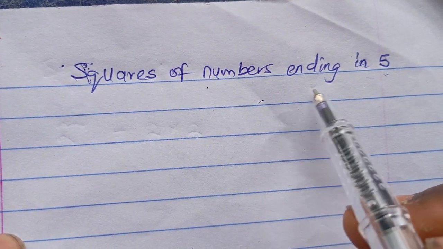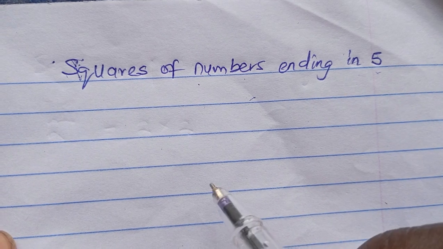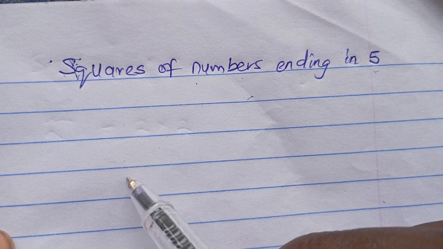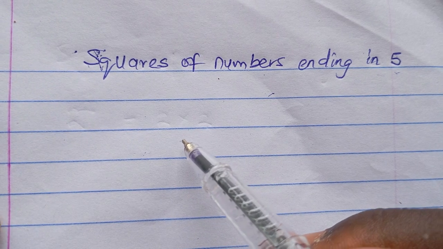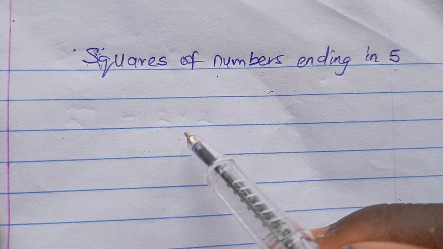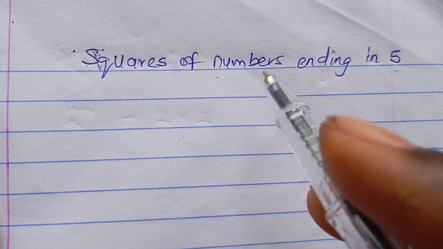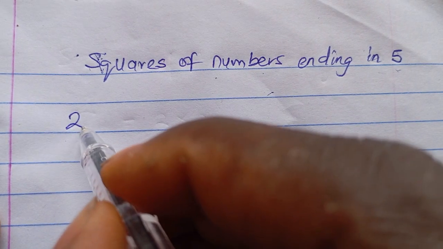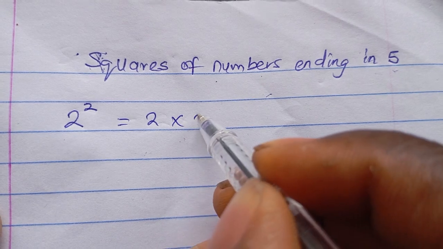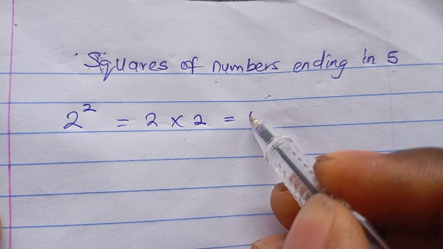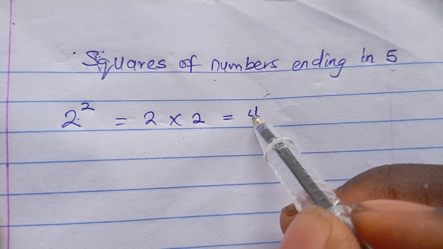Squares of numbers ending in 5. For starters, what is the square of a number? The square of a number is the result you have when you multiply that number by itself. For instance, let's say you're looking for the square of 2. So this is 2. When you square it, what does it mean? It means 2 times 2, which is equal to what? 4. So the square of 2 is 4.